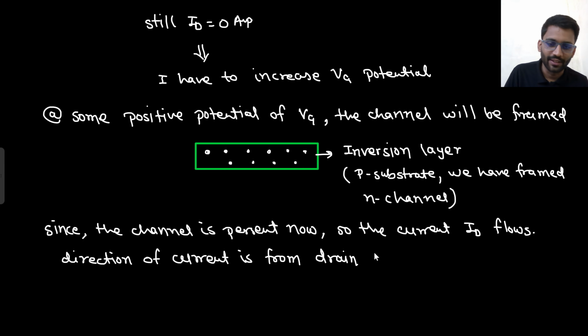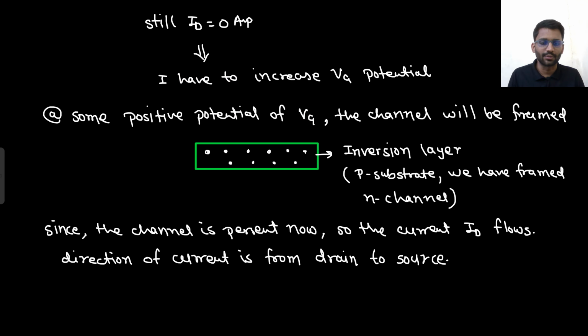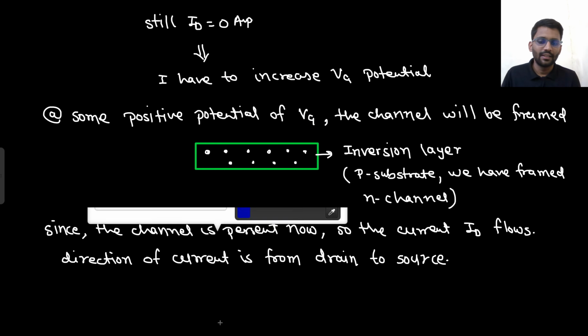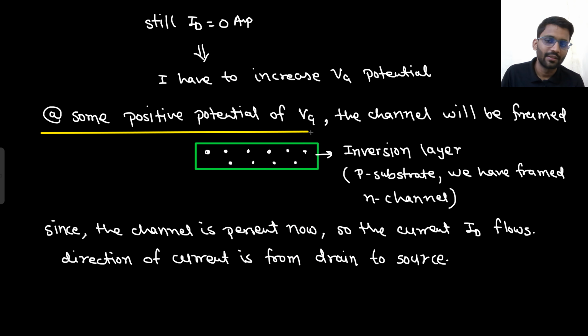So the direction of current is from drain to source, because the charge carriers, which are electrons, are moving from source to drain. Charge carriers are moving from source to drain, so the current will be from drain to source. Now at some positive potential of Vg, this thing is happening. The gate potential at which the current flows is known as threshold voltage.